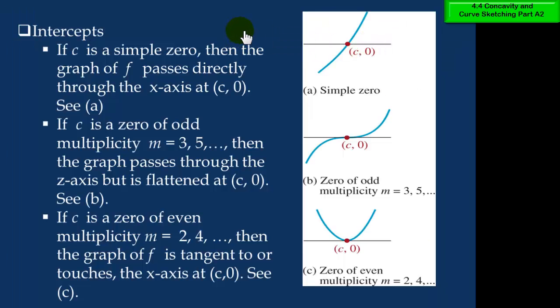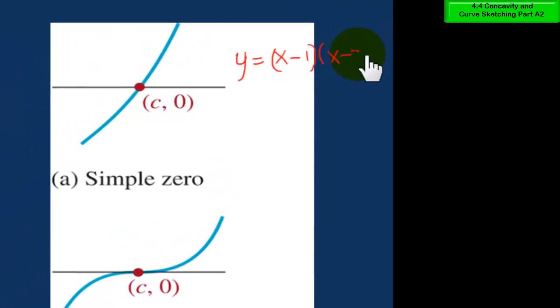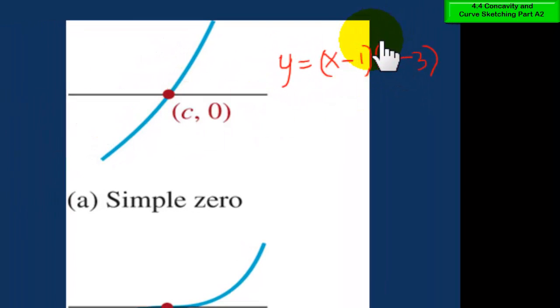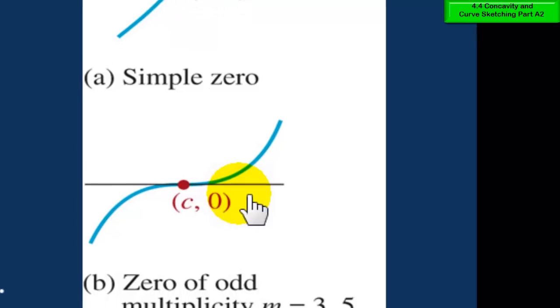When we have a polynomial function and the zeros are factored, if it's a simple zero, let me write a simple example of this function. Say y is equal to x minus 1 times x minus 3. That's what it means to have a simple zero. It's not squared or a higher exponent other than 1.